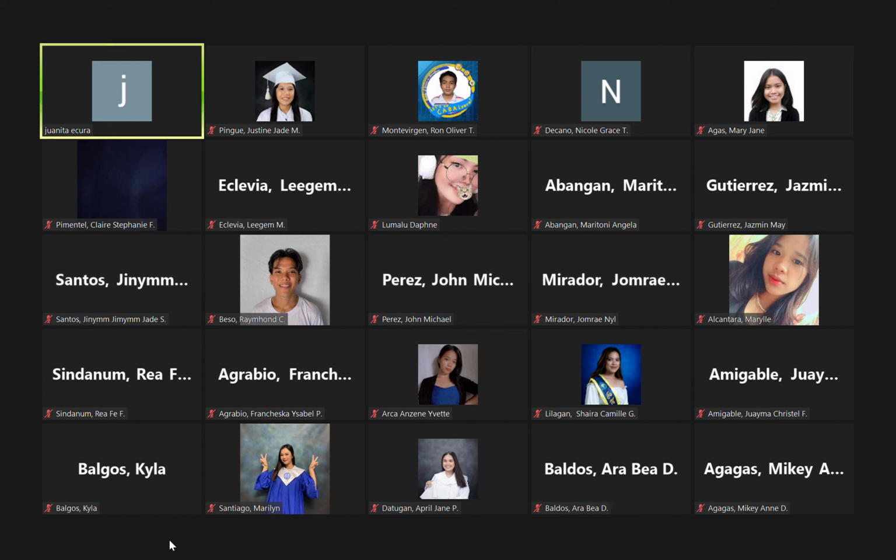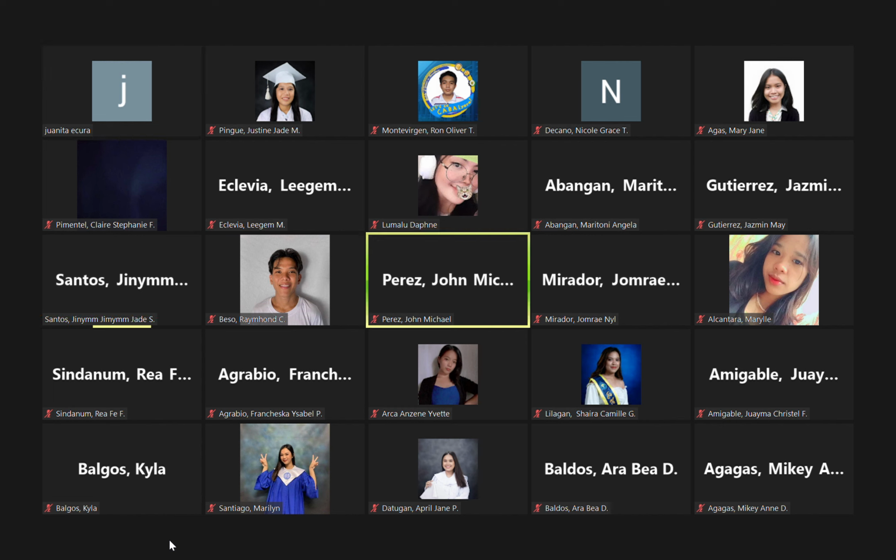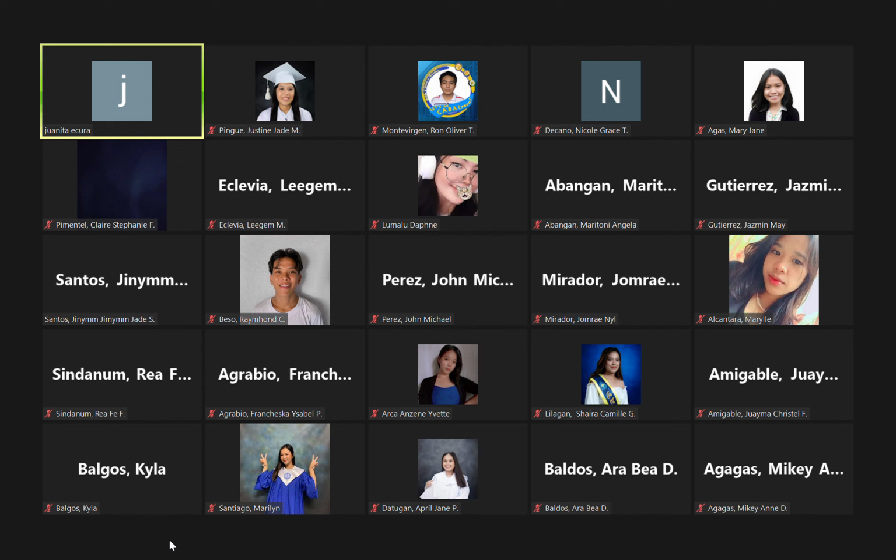Rate variance. Actual rate, doon sa letter C, pinakompute ko sa inyo, actual rate is 15. Standard rate ng direct labor, 15 also. Magkakaroon ba ng rate variance? Wala po. Okay, wala. 0. Efficiency variance.